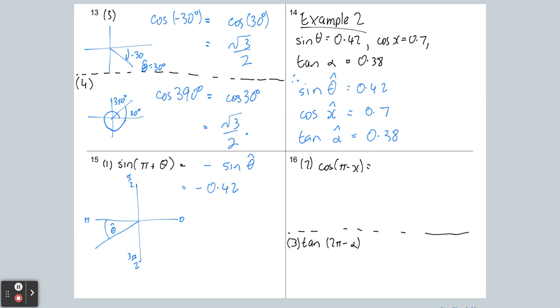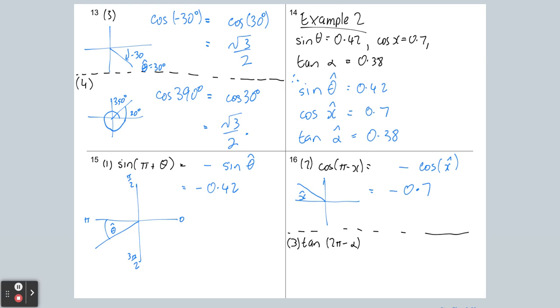Okay, I'll go through the others a bit faster. This is cos of pi minus x, so my quadrant diagram, or my cast diagram here, would put x hat in this quadrant, like so. Pi minus x would make x hat there. So now that we've got our quadrant, we can say that's the same as cos of x hat. And in this quadrant, cos is negative, so that's negative as well. And then I can finally say that therefore cos of pi minus x is negative 0.7.